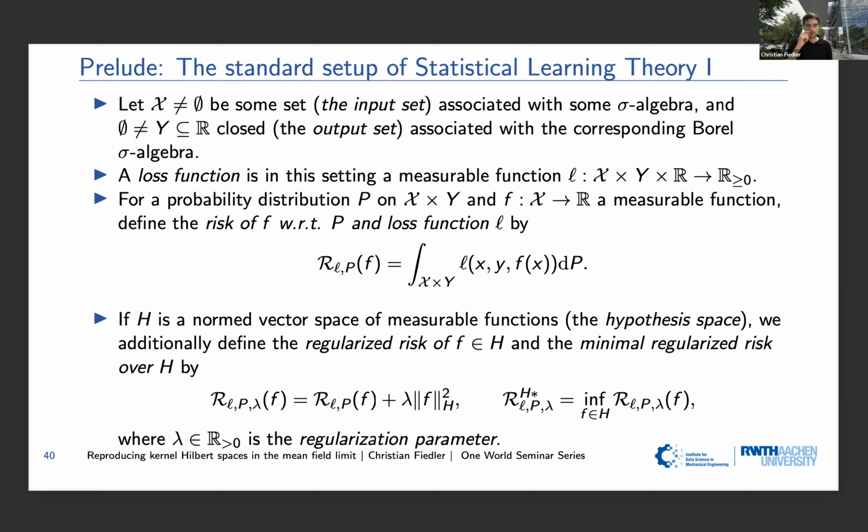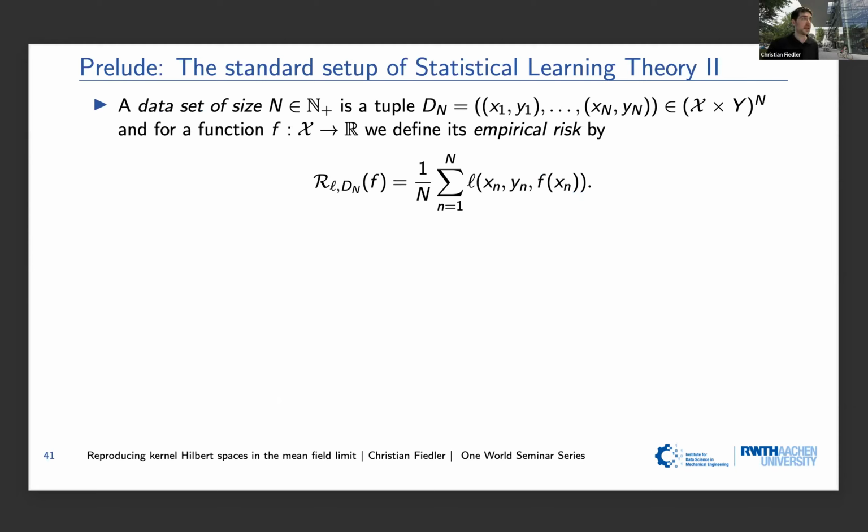And if H is a normed vector space of measurable functions and f is from this hypothesis space, then we can also define the corresponding regularized risk and minimal regularized risk, which is basically just the risk plus a regularization term penalizing complexity as measured by the norm. And the minimal regularized risk is just the minimal risk achievable over the hypothesis space.